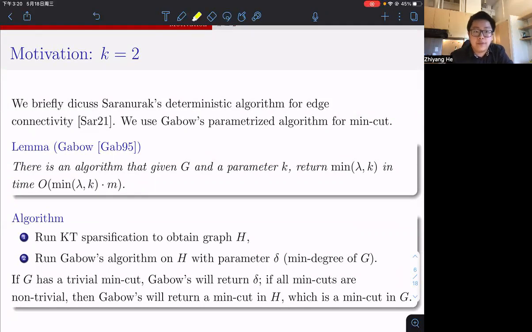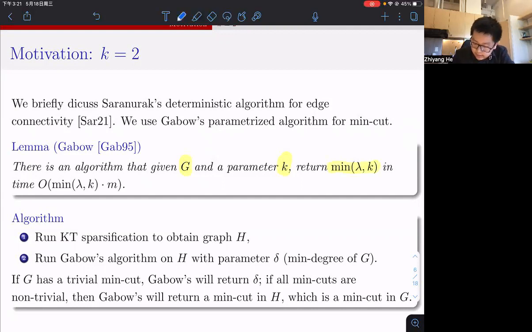Okay? So now let's quickly motivate our main algorithm by considering the case where k equals 2, so just regular min cuts. We'll briefly discuss Saranurak's deterministic algorithm for min cuts, and in particular, we'll make use of a lemma by Gabow, which is a parameterized algorithm for min cuts. Okay, so the lemma states that there's an algorithm that given G and a parameter k, it's going to return the minimum between lambda and k.